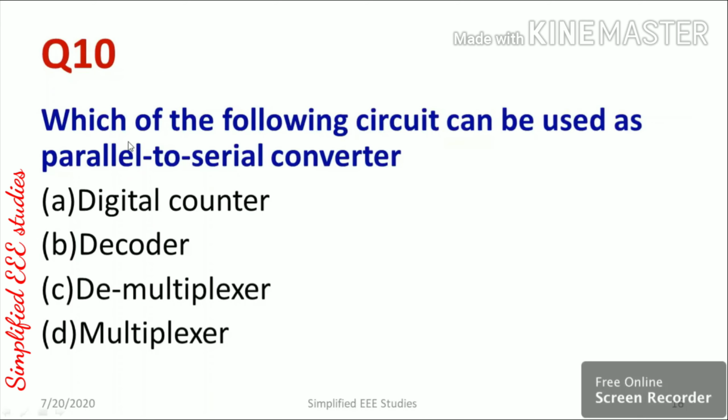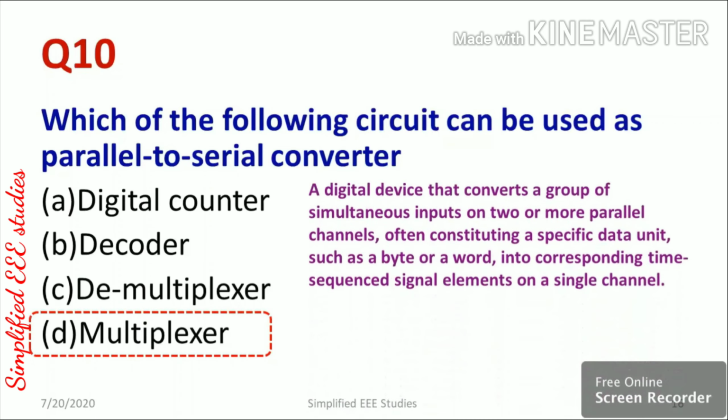Next question. Which of the following circuits can be used as a parallel to serial converter? Option A, digital counter. Option B, decoder. Option C, demultiplexer. And option D, multiplexer. Which would be the right answer? Option D is the right answer for this question. Multiplexer. Let me explain something about this concept.